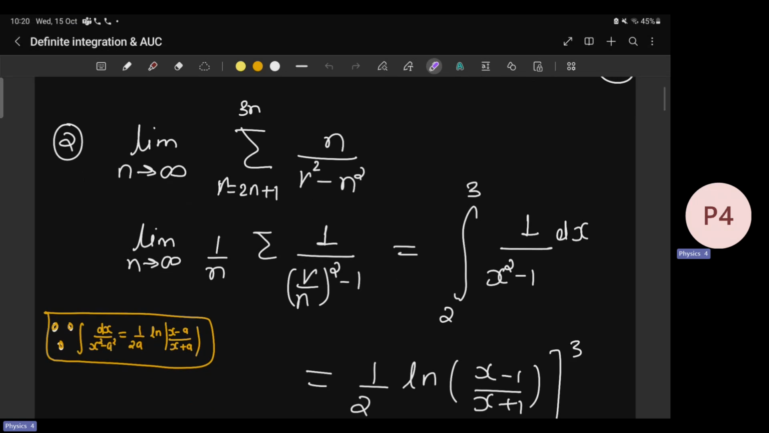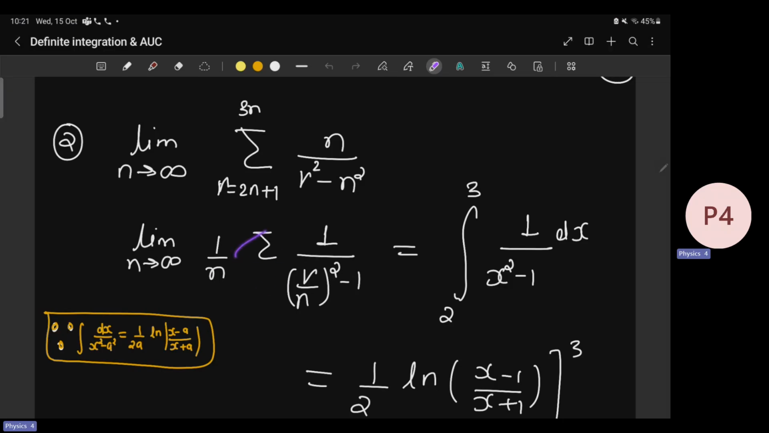Move on to the next question. Question number 2. This is a simple problem of limit as a sum. If we take n square common, it will be like 1 upon r by n whole square minus 1. This n square will be common and it will get cancelled out. 1 upon n remains here. So 1 upon n summation 1 upon r by n whole square minus 1, where r varies from 2n plus 1 to 3n.